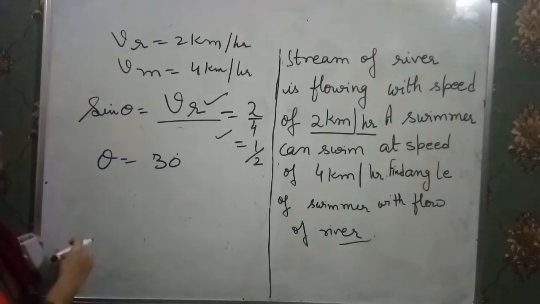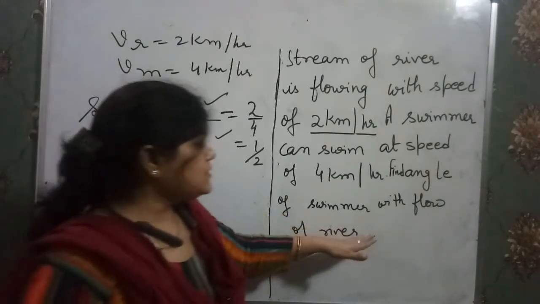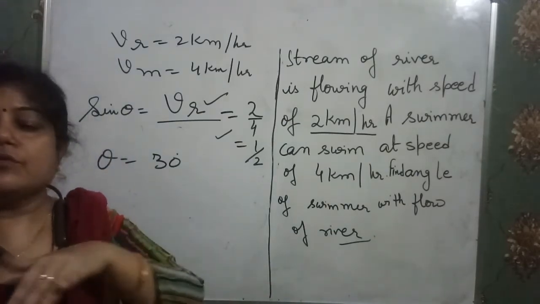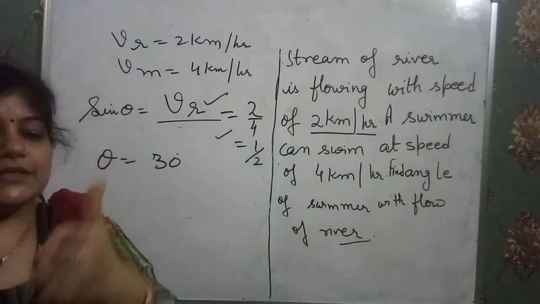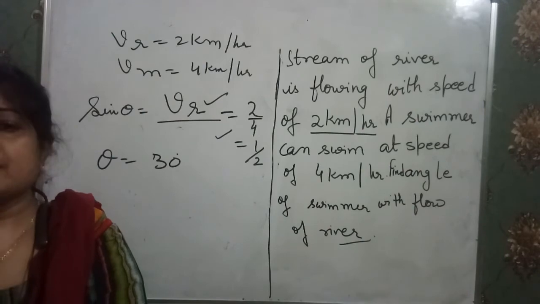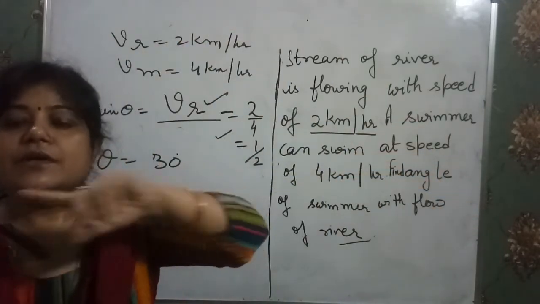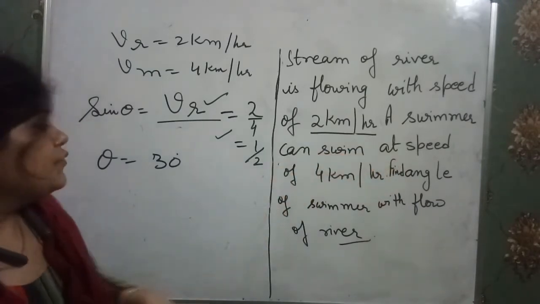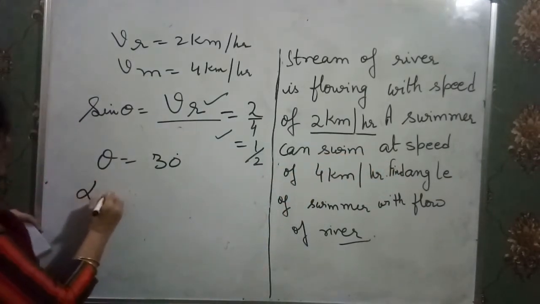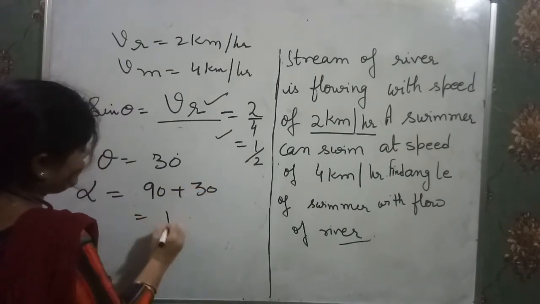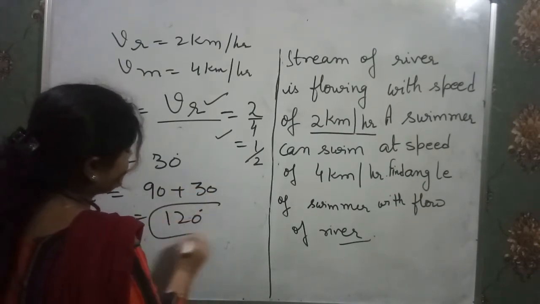Now the man wants to cross the river straight. He just wanted to cross the river straight. That means the point where he started to cross the river, and he wants to go to the opposite side of the river in front of that point. For that, net angle is 90 plus 30. That is 120 degrees. This is our answer.